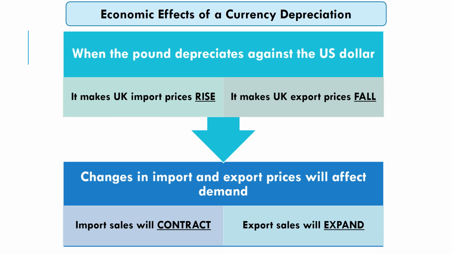So let's have a bit more of a discussion about this. The effects of a currency depreciation. Where a currency gets weaker, we would describe that as being a currency depreciation. So when the pound depreciates against the US dollar, the impact of that, WIPDEC, would make imports more expensive and exports cheaper. And then the impact of that, well, it will change the demand for imports and exports. Import sales will contract, less demand if prices rise, and export sales will expand, more demand if prices fall.